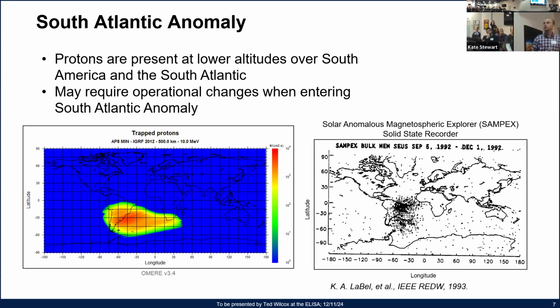And on the right is sort of the proof that it's a real thing and not just imaginary. This is SAMPEX data. It's 30 years old, but it's upsets in an SRAM-based data recorder. And we can see that there's a whole lot of them happening in the South Atlantic area. This is a real effect with real implications on a lot of our missions, including the Hubble Space Telescope, which has real operational changes based on passing through the South Atlantic Anomaly.